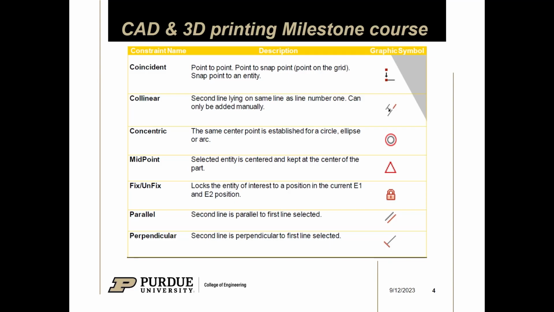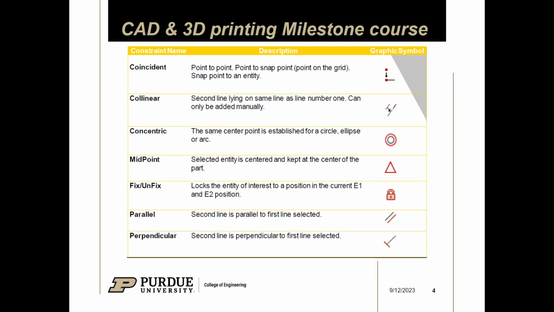Collinear is if you want two lines to be on top of each other. Concentric, two circles on the same center point. Midpoint is pretty useful. Let's say you have a line and you want another line going through the center of it. That's where midpoint would be useful. A lot of these have what it does in the name. The fix tool is something that you won't use a ton, but it is there, and it's for when you have something where you want it and you want to fix it. Generally, it's not recommended you use a fix tool, but sometimes you might have to. And then there's parallel and perpendicular. Those are kind of self-explanatory.